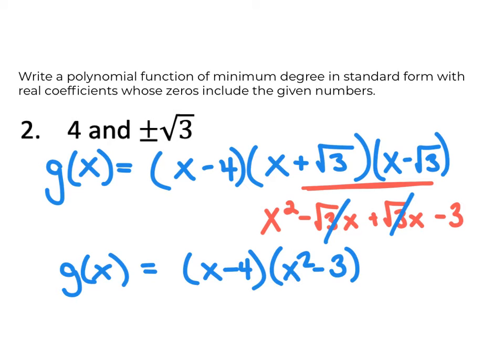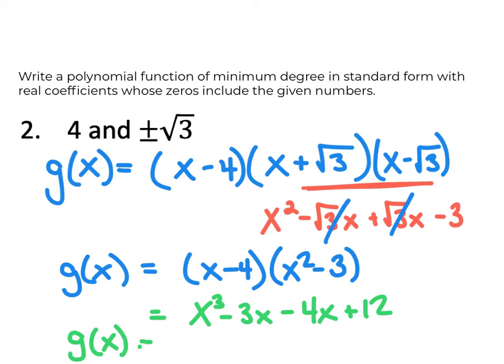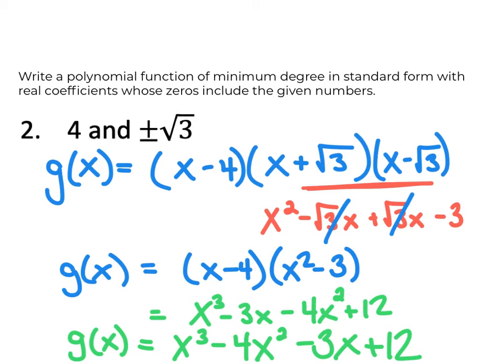All right, now again I'm going to distribute, and when I do, I'm going to get x cubed minus 3x, and then minus 4x squared plus 12. To put this into standard form, I will restructure this, and I just realized this should have been 4x squared right there. Making this x cubed minus 4x squared minus 3x plus 12. It's a good idea to throw that in your graph calculator and make sure that it has the 3 given zeros.